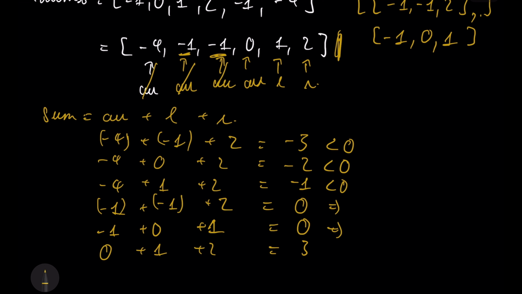This part will be 3. So this one is larger than 0, so we move the right pointer. Right now, the right pointer and the left pointer point to the same number. So we should not have that. So we will end that there.